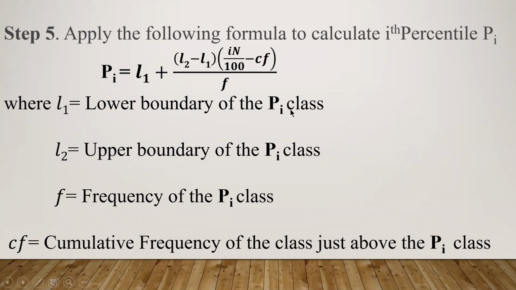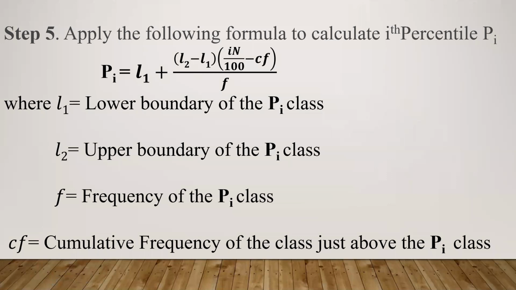What is L1, L2, f and Cf? L1 is the lower boundary of the Pi class. L2 is the upper boundary of the Pi class. f is the frequency of the Pi class. And Cf is the cumulative frequency of the class just above the Pi class. After we get all the values, we put them in the formula and simplify. You will get the value of Pi.